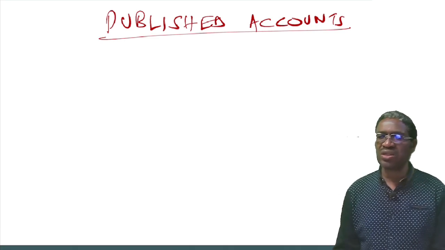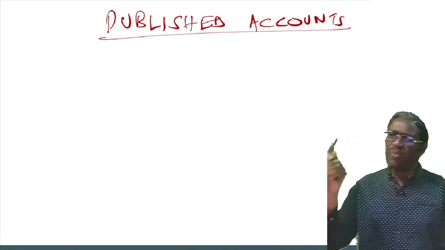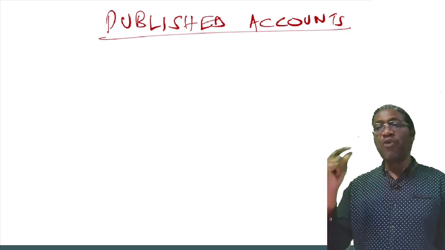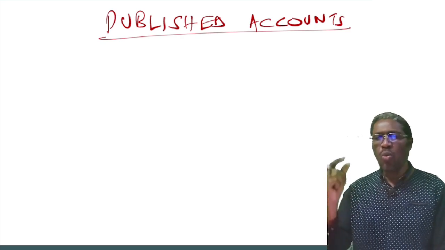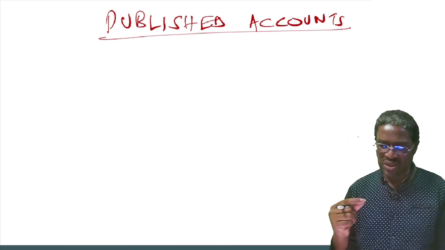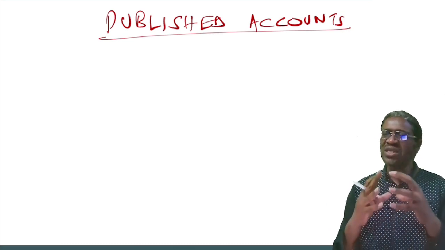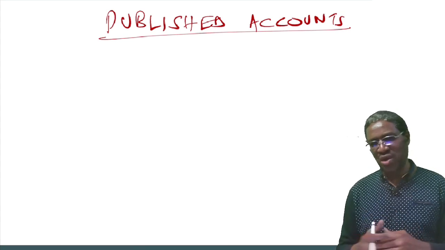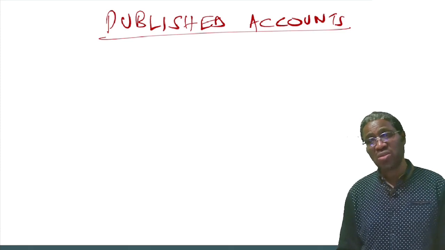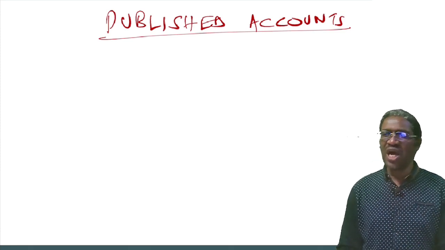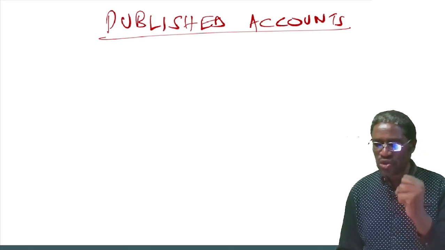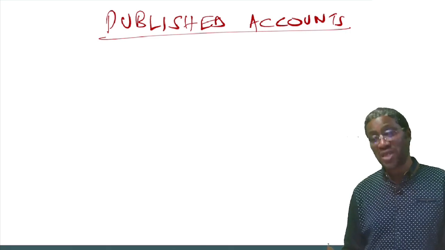So what we want to discuss in this topic is, when you are preparing a complete set of financial statements as a company for publication purposes, what should you include in that complete set of financial statements? In other words, what are the components of a complete set of financial statements for publication purposes? Now, there are 5 components that should be included in any complete set of financial statements for publication purposes.